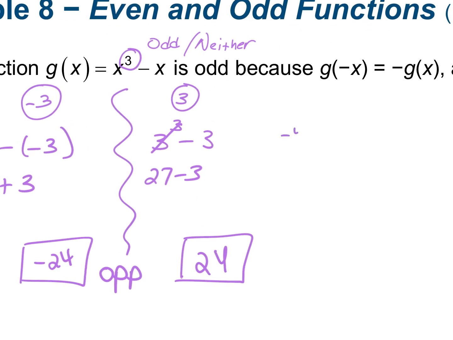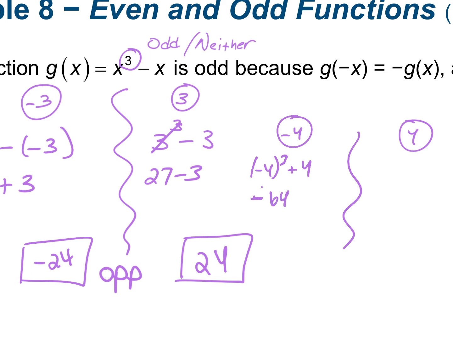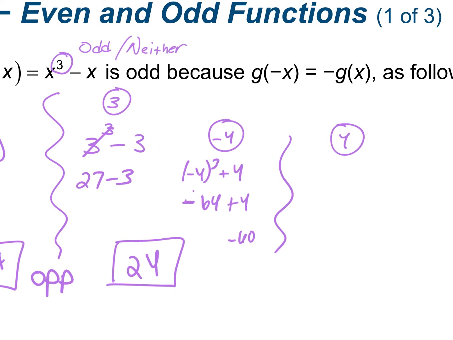We use negative 4 and 4. So negative 4 cubed minus 4. Minus the negative to be plus, right? What's negative 4 cubed? Negative 64, right? Yes? Plus 4 gives me negative 60. And if I use positive, so 4 cubed minus 4, 64 minus 4 is 60.